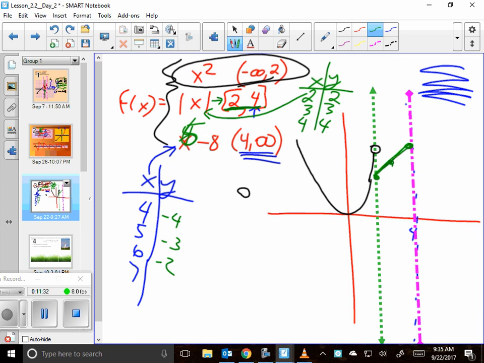4, negative 4. So down here, I'm going to put an open spot because it doesn't try to own that spot. That 4 is owned by the middle one. And then 5, negative 3, it's slowly rising. And 6, negative 2. So those spots. So I'm going to go like that.